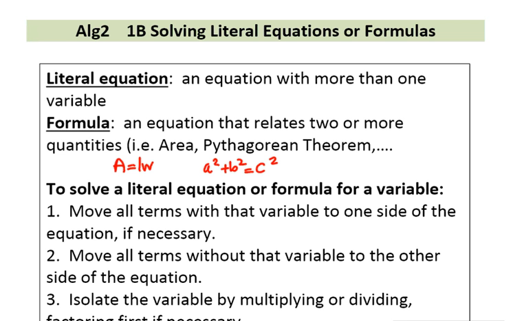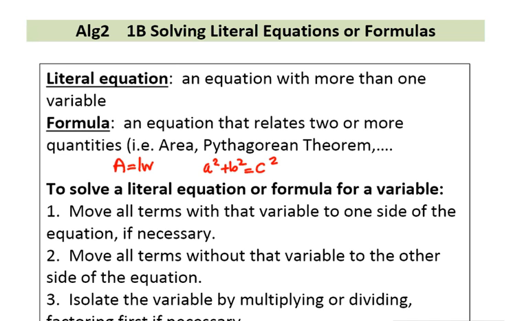For example, area, which is length times width, so A equals LW, or the Pythagorean theorem, A squared plus B squared equals C squared. So they're equations with more than one variable involved in them. So occasionally we want to solve these literal equations or formulas for a different variable. So rather than solving for the A in area, we might want to solve for the length and figure out what it is in terms of A and W.